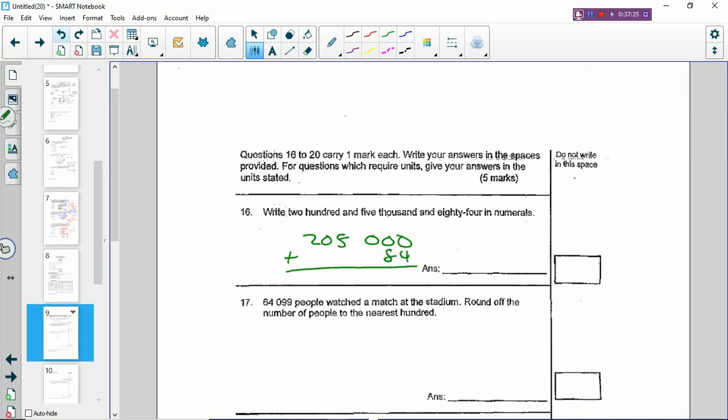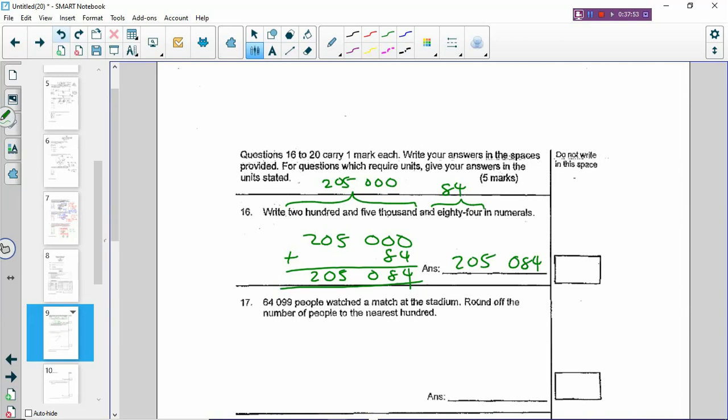So you just plus them together, and you will get 205,084. So what's the lesson here? The lesson here is to convert all the words into numbers, like 205,000. So you change it into numbers, and then here will be 84, then you plus them together. Right, that's a careful way of doing. Okay, so the answer here will be 205, and you may want to leave a gap, 084.